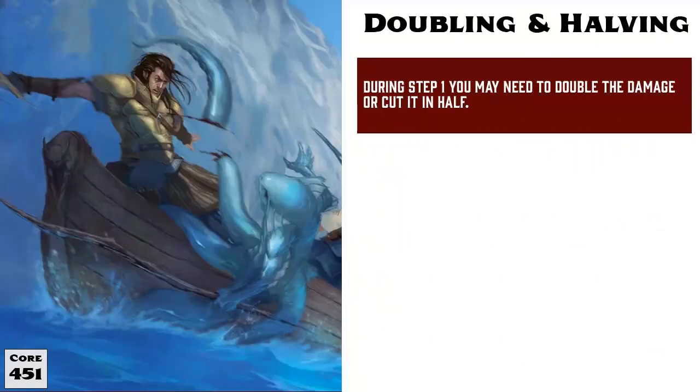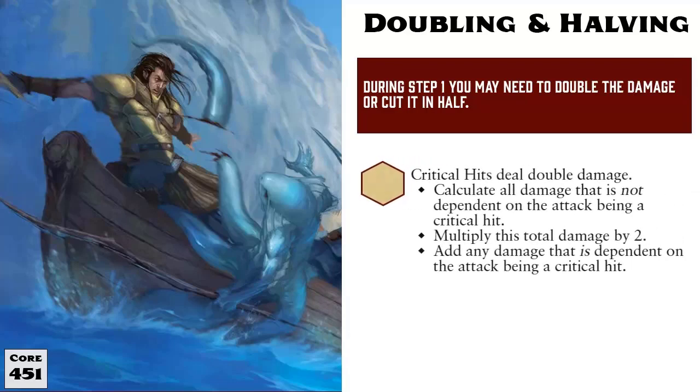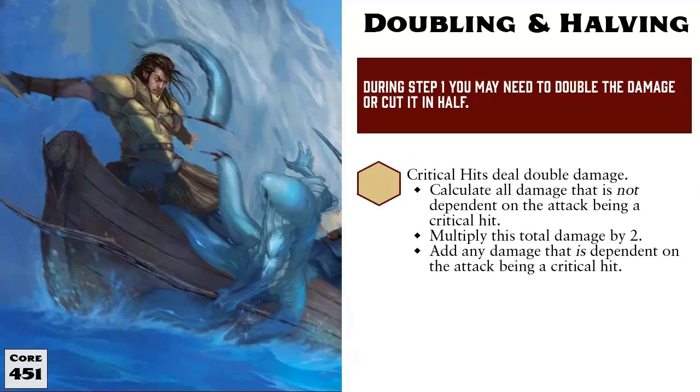There will be times when you need to double the damage or cut it in half. For example, when you roll a critical hit, the damage is doubled. This is pretty simple. You just roll the damage as normal, with all the usual bonuses such as a strength bonus for a melee attack, and then you multiply that total by 2. And then any extra damage that only applies to critical hits is added on top of that.